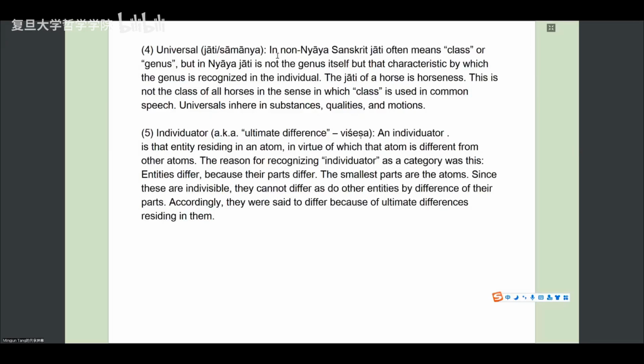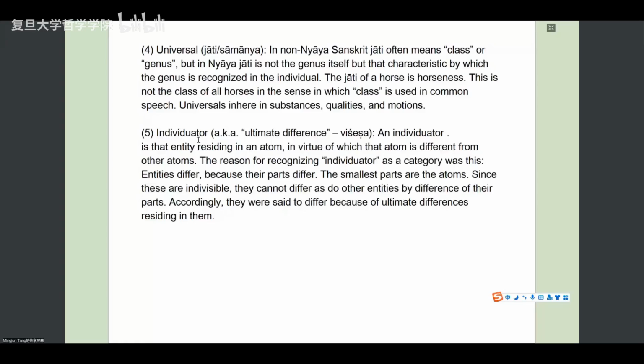Universal, jati or samanya. In non-Nyaya Sanskrit, jati often means class or genus, but in Nyaya, jati is not the genus itself, but that characteristic by which the genus is recognized in the individual. The jati of a horse is horseness. This is not the class of all horses in the sense in which class is used in common speech. Universals inhere in substances, qualities, and motions.